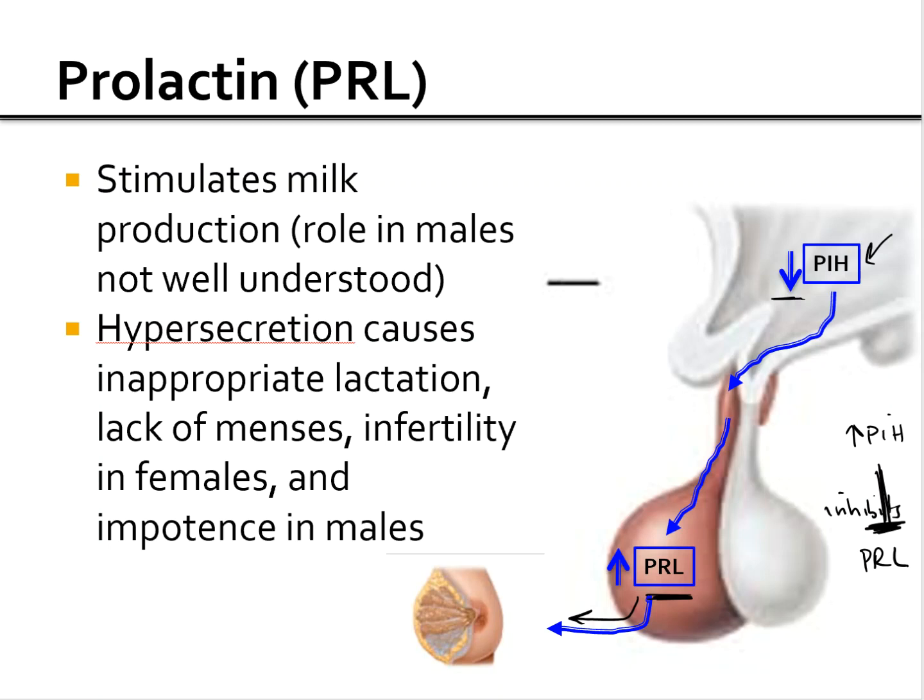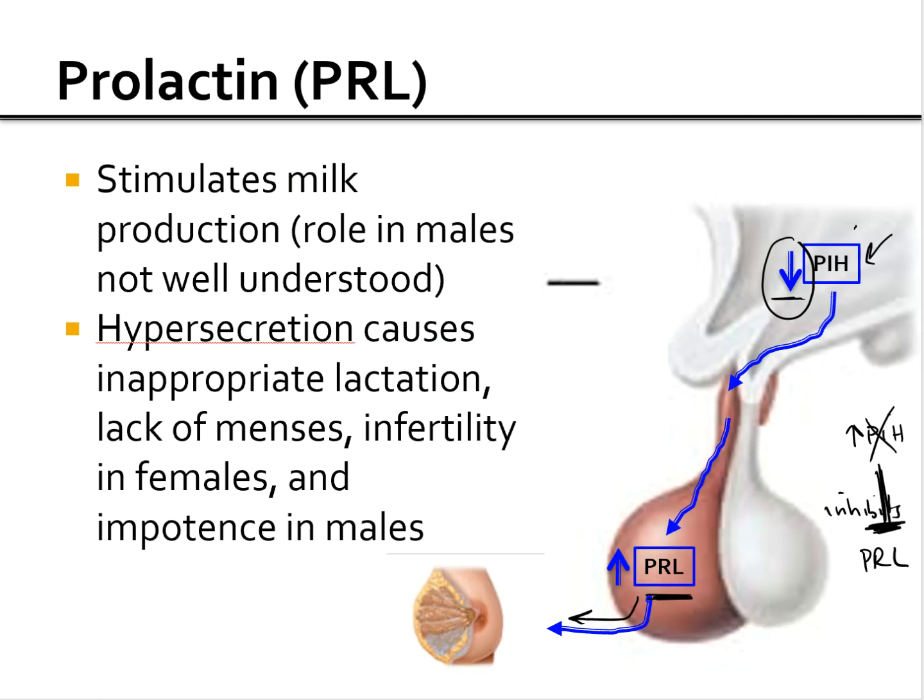So if you want PRL secretion, that means you've got to shut this off. You have to remove the brake. So in this case, we remove the brake, we decrease prolactin inhibitory hormone. This allows PRL to be produced, and we secrete prolactin. Now, even though men don't breastfeed, they still have prolactin. We don't really understand what the role of prolactin is in men.